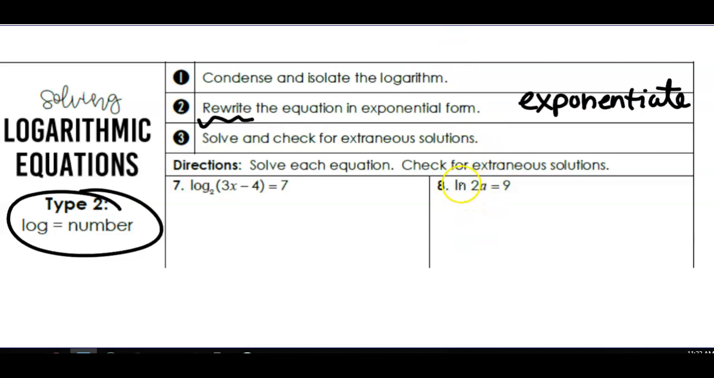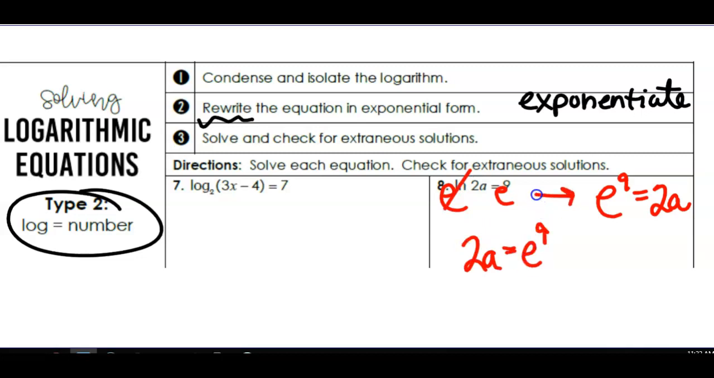To get rid of the natural log, we're going to do e to the power on both sides. Or you're just going to rewrite it as e to the 9th equals 2a, which is what it means. But if you exponentiate both sides, then this undoes each other, and you have 2a equals e to the 9th. So this is my way of rewriting. This way is called exponentiating. Doesn't matter, you get the same answer.